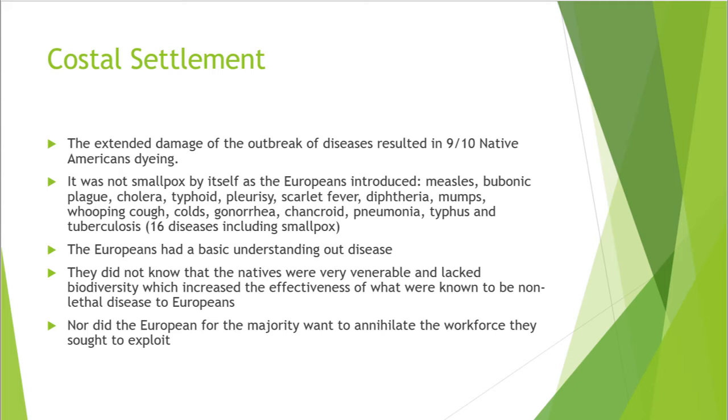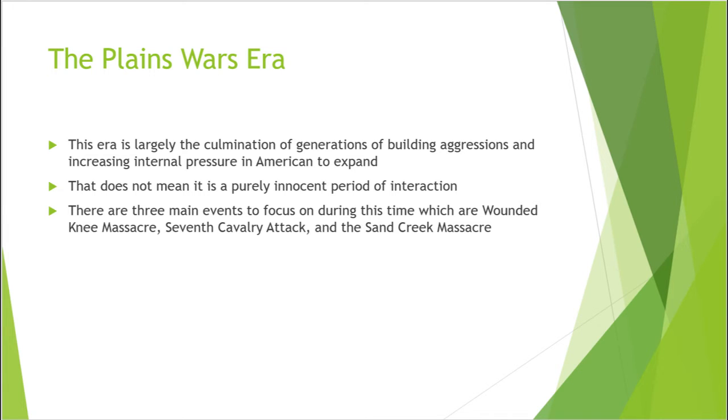Damage to coastal Native Americans is astonishing. 9 out of 10 of the Native Americans that lived on the coast died. This is not just from smallpox alone, as the Europeans introduced 16 diseases including smallpox. The Europeans did have a basic understanding of disease, but they were unaware of how vulnerable and how little biodiversity was within the Native American population, which caused these diseases to be quite effective, even when they were normally non-lethal to Europeans. And yet again, to summarize, the Europeans were not trying to annihilate the Native Americans with disease, as they wanted to exploit this workforce.